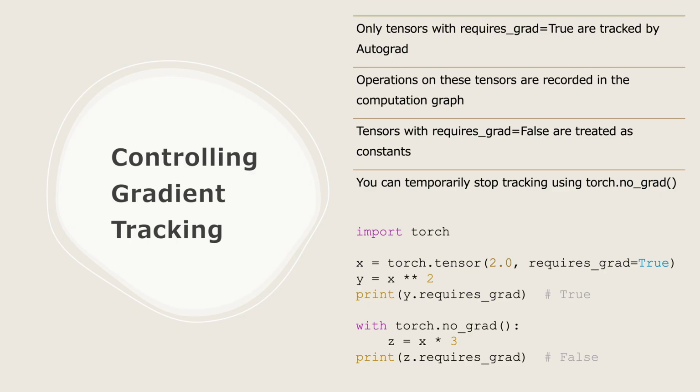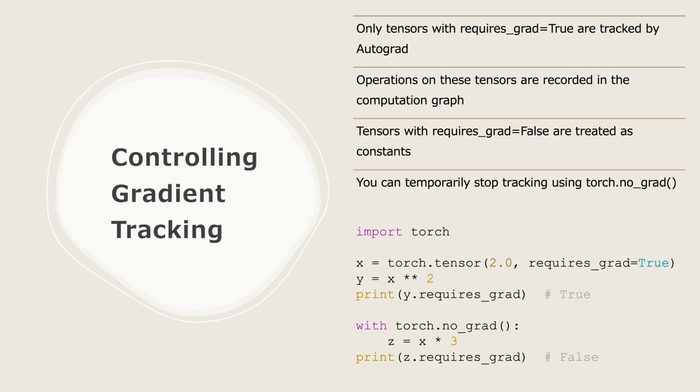Now look at the next block. Sometimes we want to perform calculations that don't need gradients. For example, when evaluating a trained model or processing data. In those cases, we can temporarily stop gradient tracking using torch.no_grad(). Inside this block, PyTorch suspends Autograd, so operations are faster and memory usage is lower.